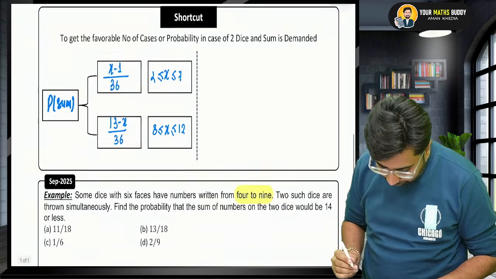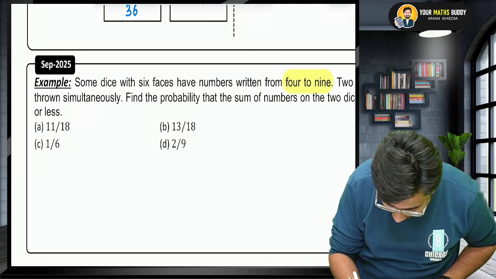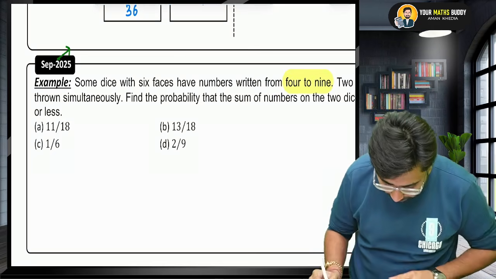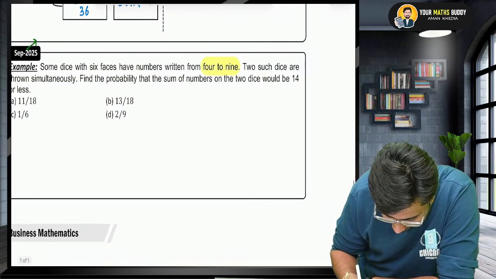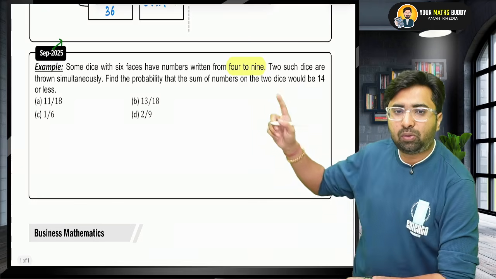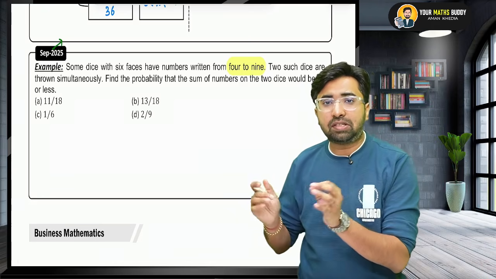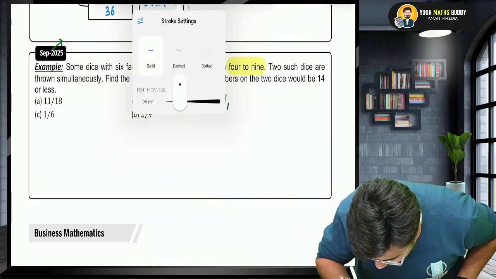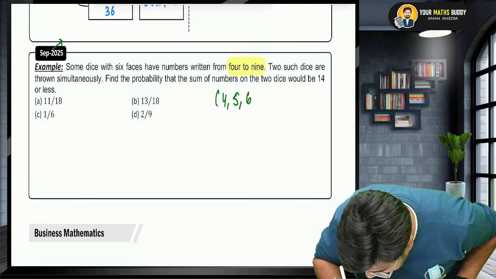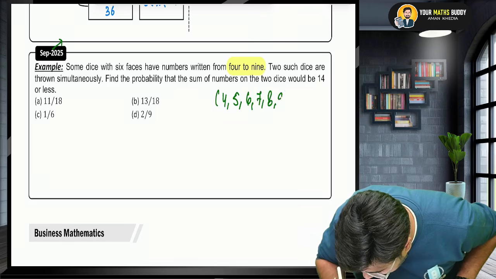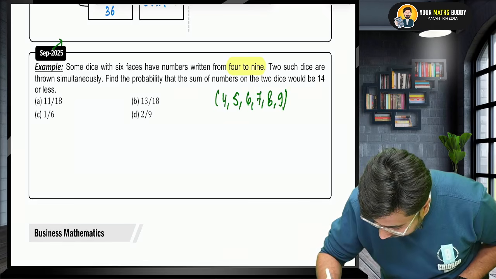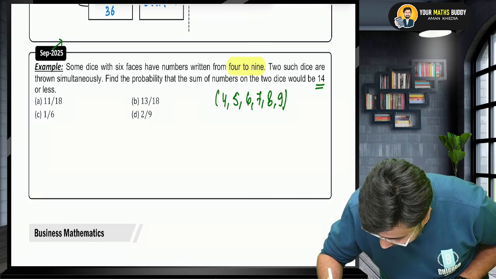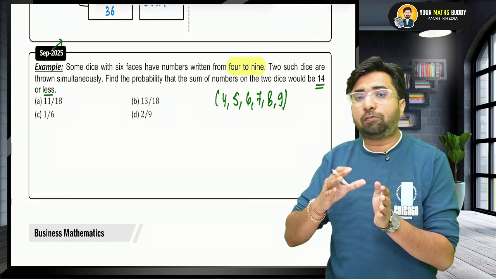Aman sir, now September 2025. What is the question, guys? Very good question. Some dice with faces 4 to 9. Normal dice नहीं है, 1 से लेके 6 तक numbers नहीं है. 4 to 9 numbers हैं, guys. Numbers हैं 4 5 6 7 8 9. What is the probability that the two dice would have sum 14 or less? Sum will be 14 or less.